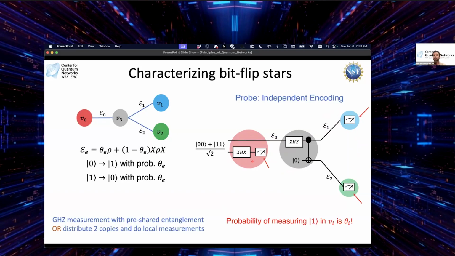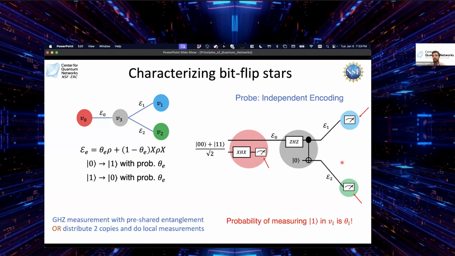And this works because this encoding circuit does a very interesting manipulation with the state of the qubit that has been generated, such that the probability that you measure a 1 in these nodes is actually the probability that a flip occurred in each one of these links. So if a flip occurred in this link here, this qubit will measure 1. If a flip occurred in this link here, this qubit will measure 1, and so on and so forth. This is the case when you're doing the GHZ basis measurement.